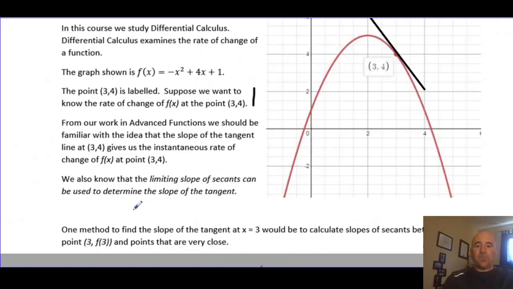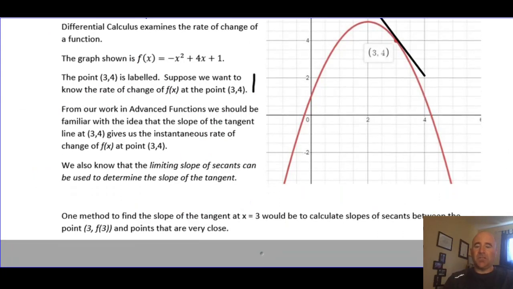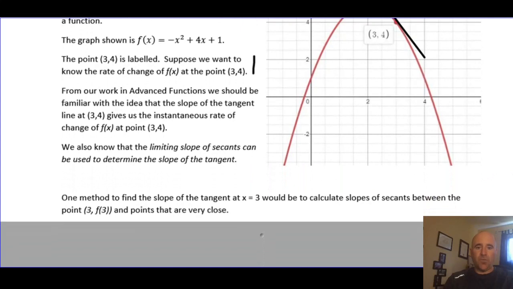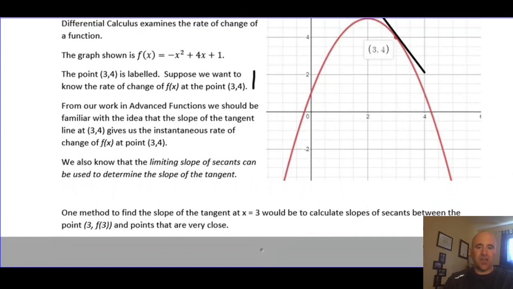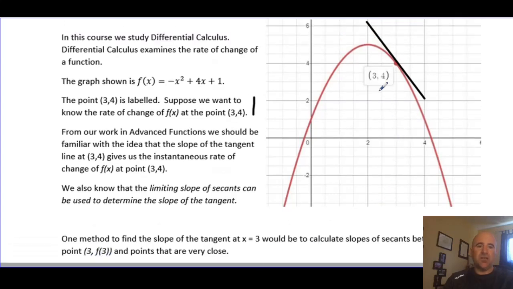So one method to find the slope of the tangent at x equals 3 would be to calculate slopes of secants that are between the point (3, 4) and points that are very close to that. Now notice that down here I've written 3, f of 3. Get used to that idea, okay?